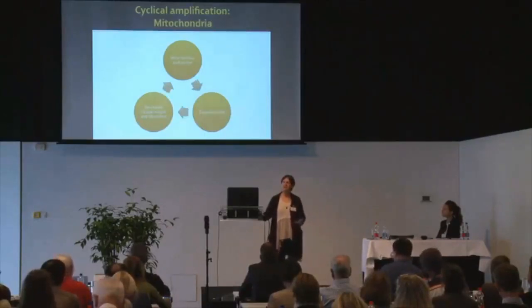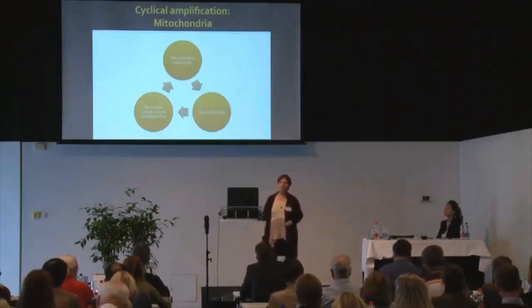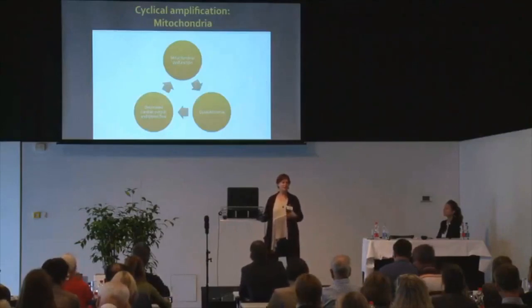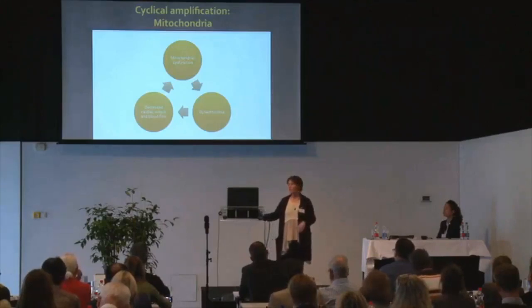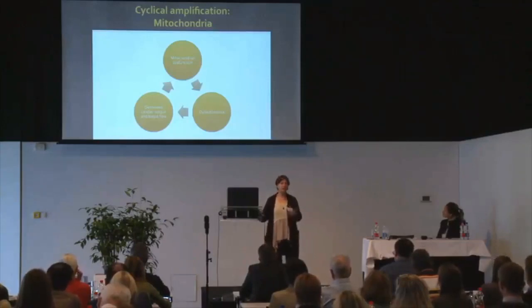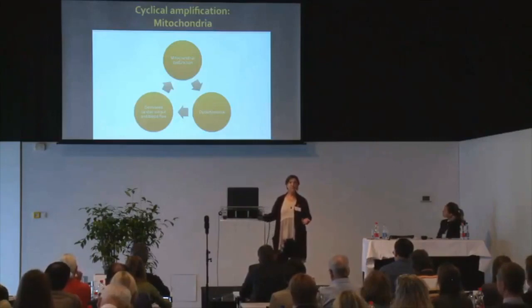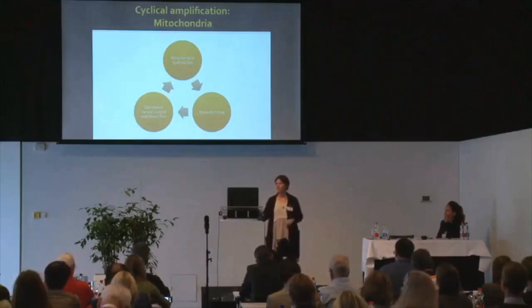We see the same kind of cyclical amplification in mitochondria. Mitochondrial dysfunction leads to autonomic dysfunction. Remember, the autonomic nervous system always has to be on, so it has a high number of mitochondria, high ATP requirement. And when you have a dysfunctional autonomic nervous system, then you get decreased cardiac output, poor blood flow, and hypoxia in tissues, so the mitochondria see less oxygen, so you get more reactive oxygen species and more mitophagia, more loss of mitochondria.